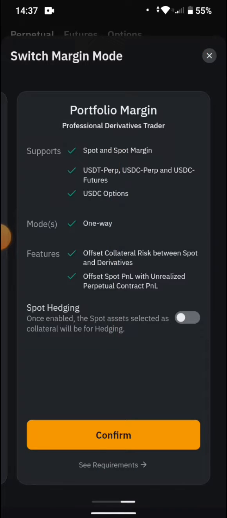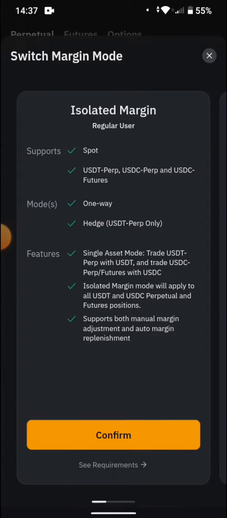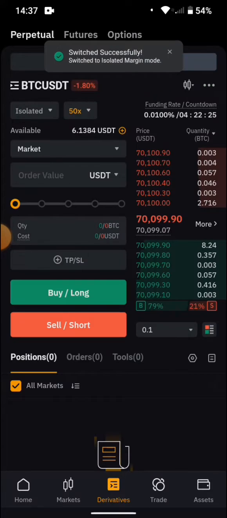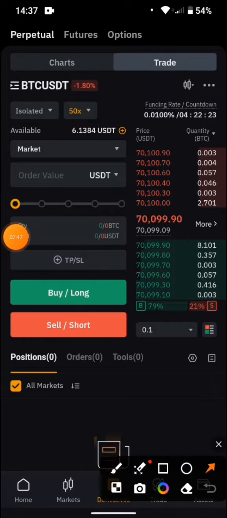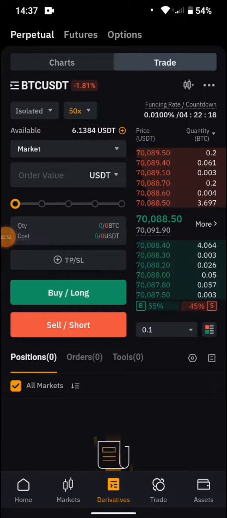So now let's come to this one. To select this, you select isolated and tap confirm. As you can see from my account balance, I have about 6 USDT, which is equivalent to $6, which I'm going to use to explain this. I'm not going to explain how to place a trade. I already have a video. You can check the link in the description, or you can watch my Bybit playlist to know how to do that. For this tutorial, I'm only explaining the isolated and cross margin.